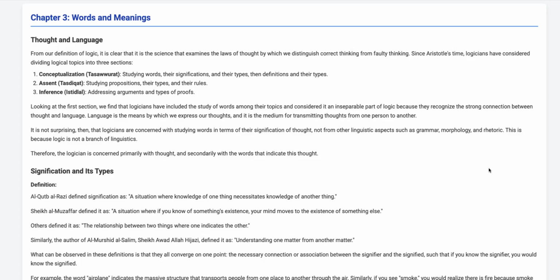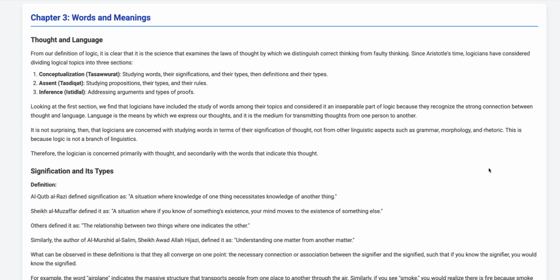Looking at the first section, we find that logicians have included the study of words as their top priority, considering it intrinsic and inseparable in its relationship to logic, because they recognize the strong connection between thought and language. Obviously, language is the means by which we express our thoughts, and it is the medium for transmitting thoughts from one person to another. How do we transmit our thoughts, correct thoughts, through language? It's not surprising then that logicians are concerned with studying words in terms of their signification of thought.